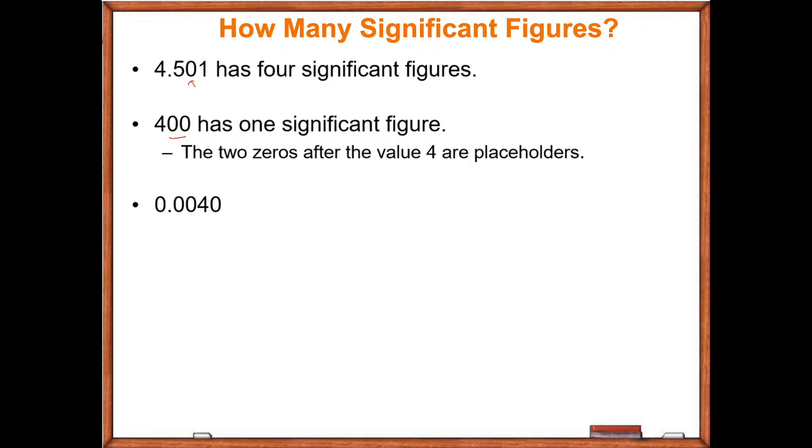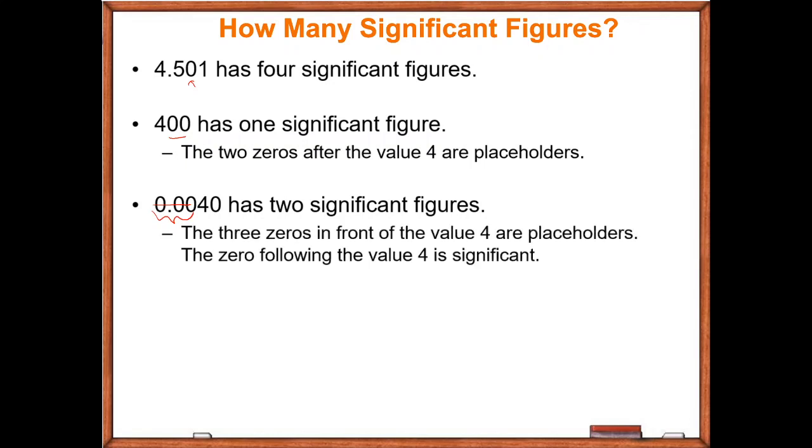Okay, 0.0040. How many sig figs? First thing I see is I have these leading zeros. Those are just placeholders. They don't serve any purpose other than holding the place of that 4. So those are not significant, and I'm just going to draw a line through them. Now I have a 4, a non-zero digit, so of course that counts. And then I have a trailing 0, but I have a decimal point. So this is going to be 2 sig figs. The 3 zeros in front of the 4 are just placeholders, so they're not significant. The 0 following the 4 is significant since I have a decimal point.